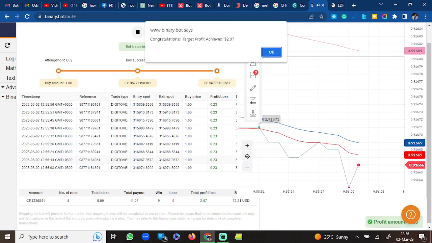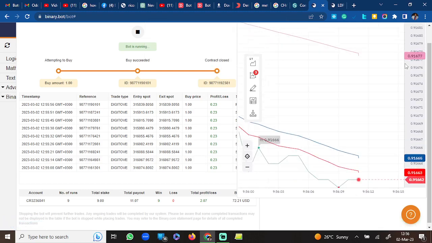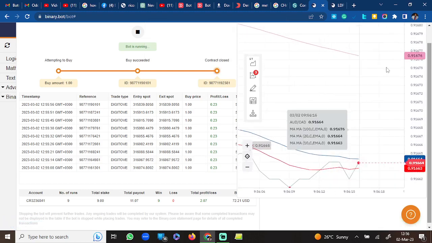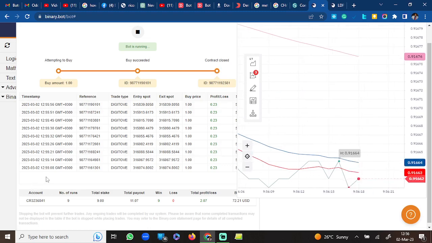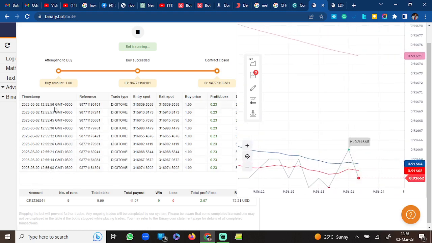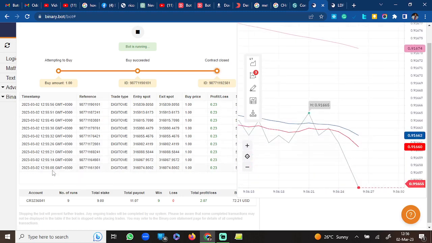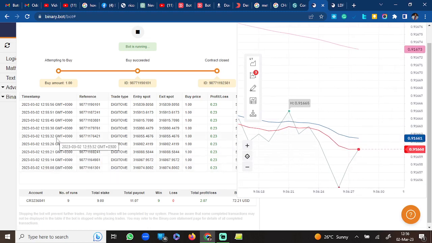And there we go. We've gone for 9 runs and we've hit our goal of $2. Now you can see that $2. How much time have we taken? From 12:55 to 12:55, still within 1 second. Within 1 minute. How many seconds?